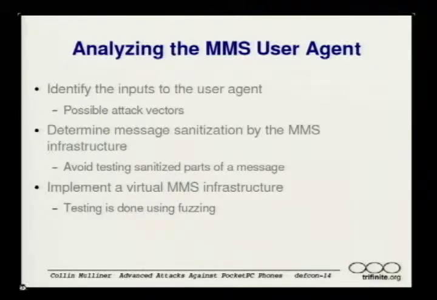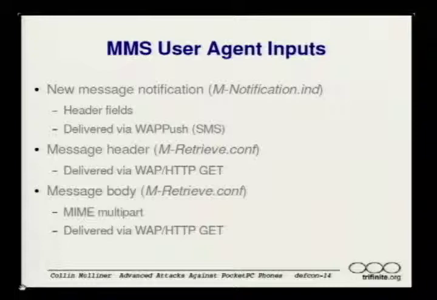But yeah, more on this later. So basically, there are two different messages which are sent to the device. It's the notification. This is the part that's sent over SMS, which has the information about the new message. And then we have the retrieve conf message. This message is basically the file you download from the web server with just a normal HTTP web cat.